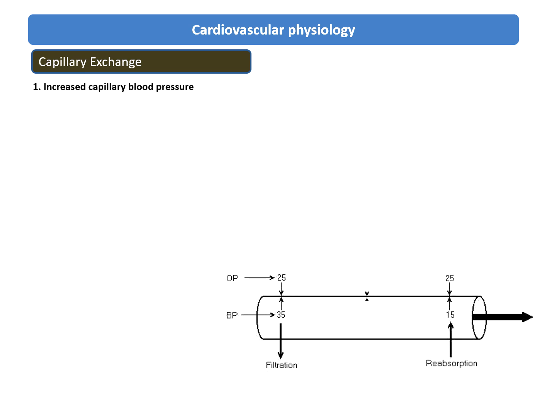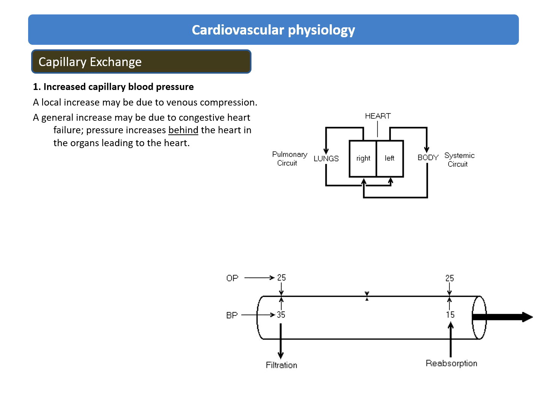What might cause increased capillary blood pressure? One cause would be a local increase due to venous compression. If the veins are compressed, the blood pressure builds up in the capillaries leading to those veins. A general increase may be due to congestive heart failure. The pressure increases behind the heart, that is, in the blood leading to the heart.